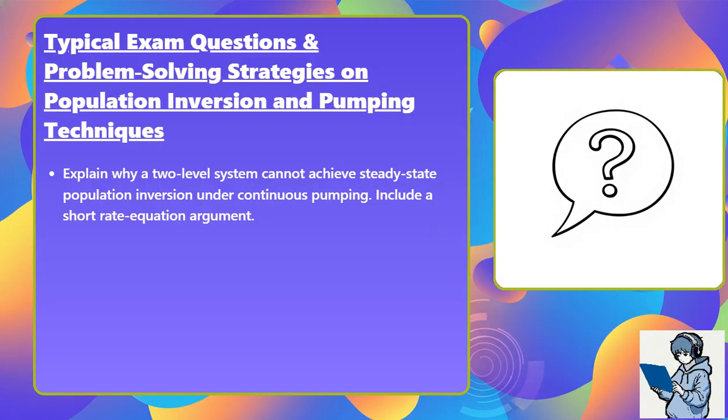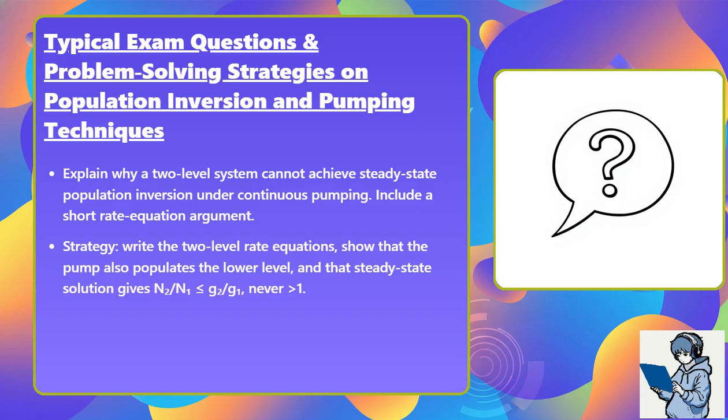Explain why a two-level system cannot achieve steady-state population inversion under continuous pumping. Include a short rate equation argument. Strategy: write the two-level rate equations, show that the pump also populates the lower level, and that the steady-state solution gives N2 over N1 less than or equal to G2 over G1, never greater than 1.